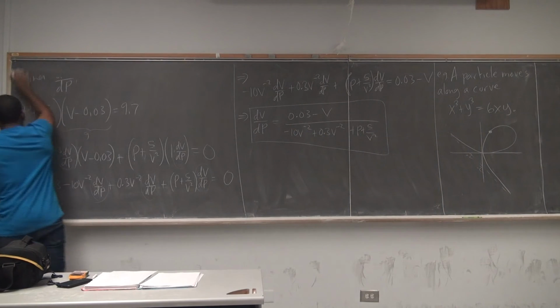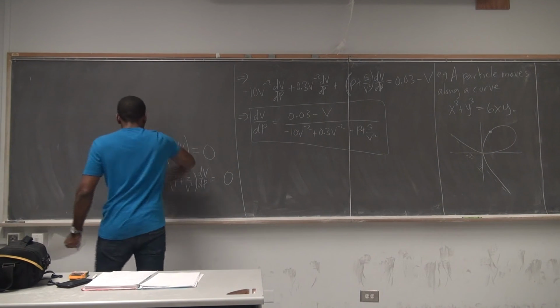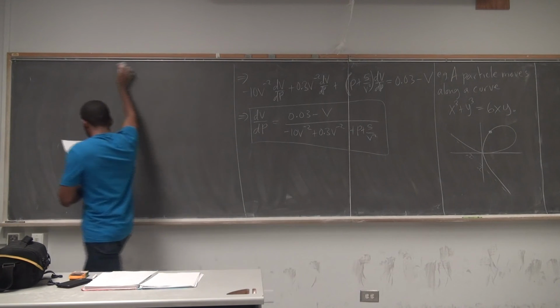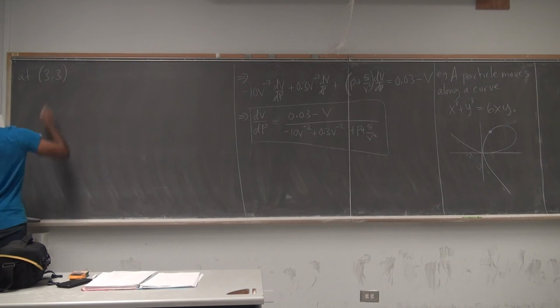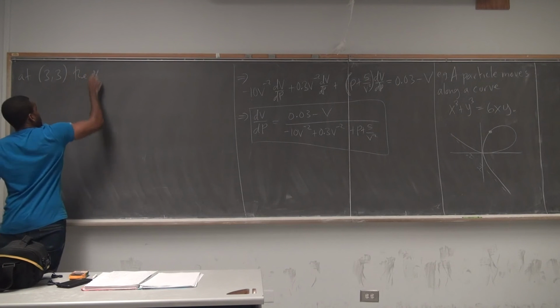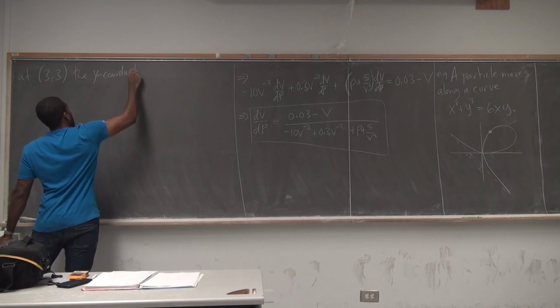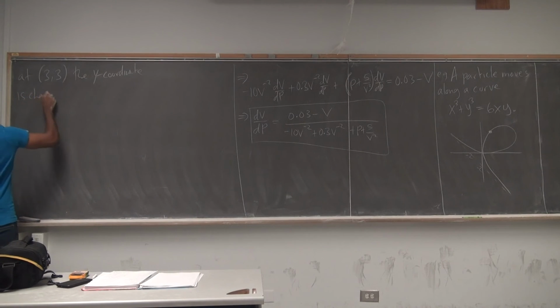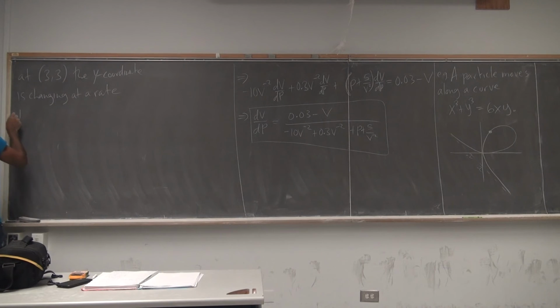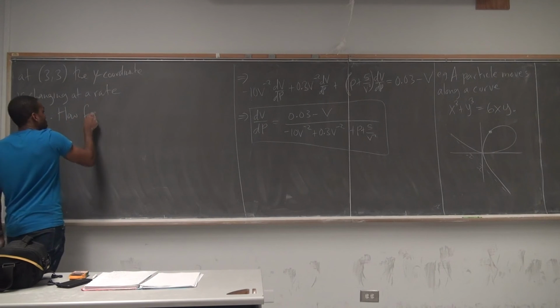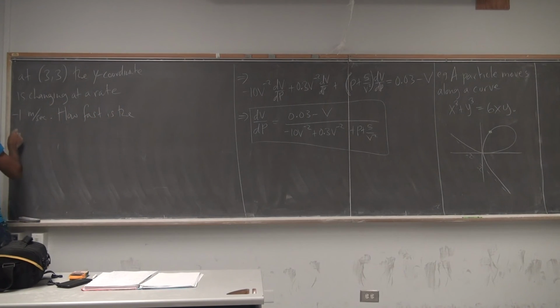And here's the information I know. At 3,3, y currently is changing at a rate of -1 meters per second. How fast is the x coordinate changing at this point?